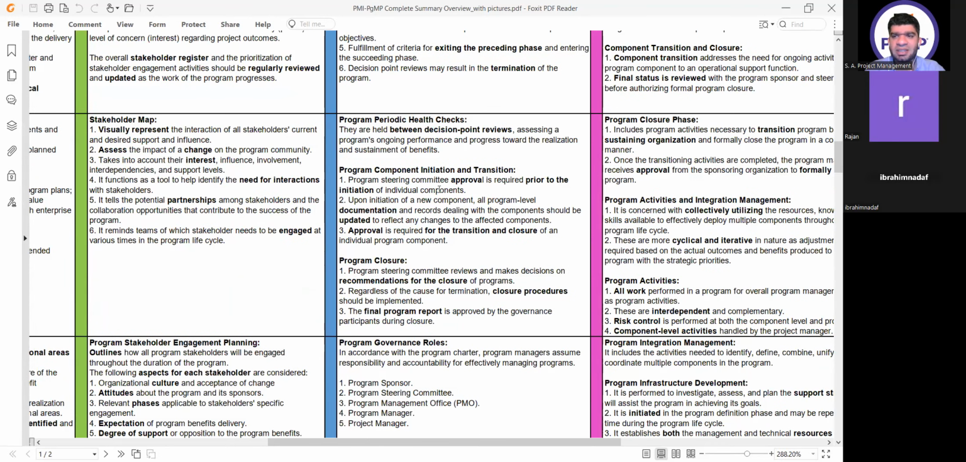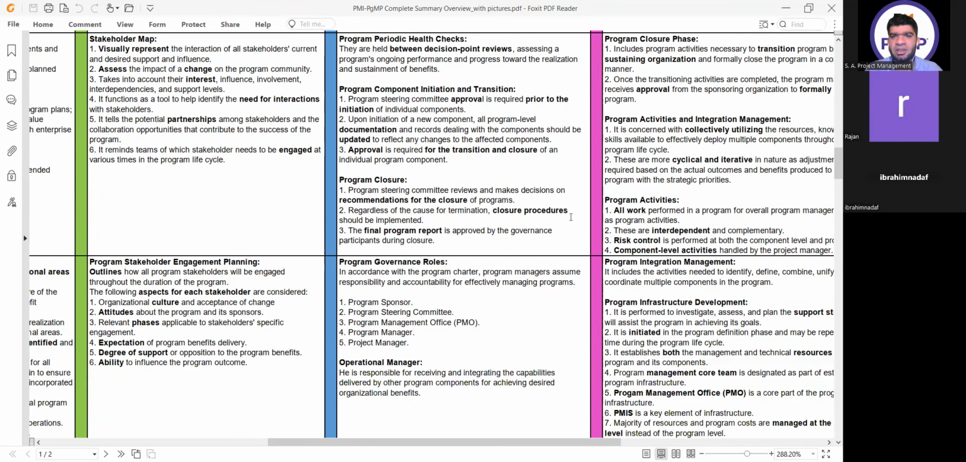Program component initiation and transition. Steering committee approval is required prior to the initiation of individual components. Upon initiation of a new component, all program level documentation and records dealing with the component should be updated to reflect any change to the effective components. Approval is required for the transition and closure.